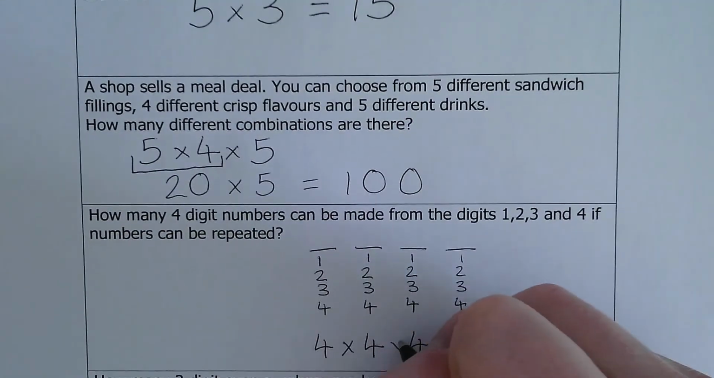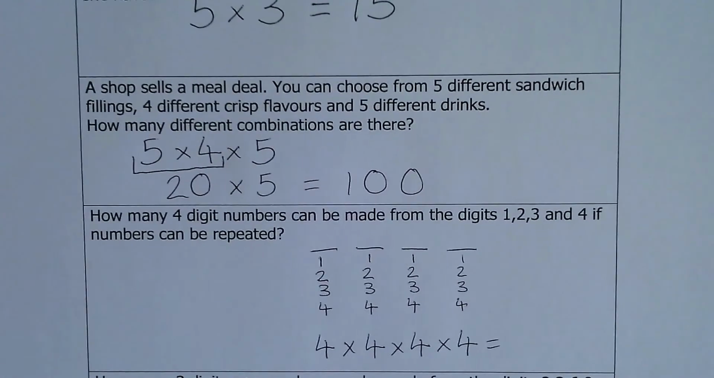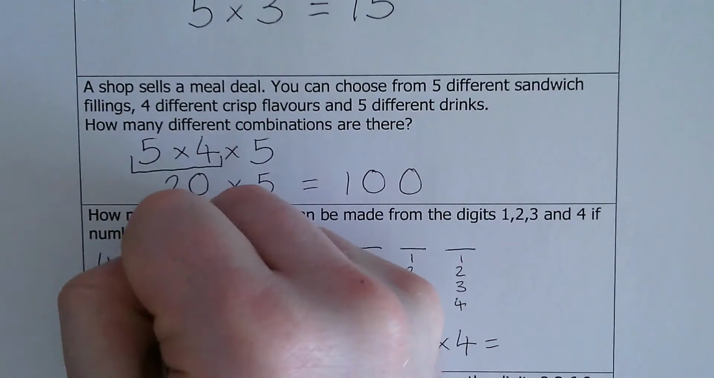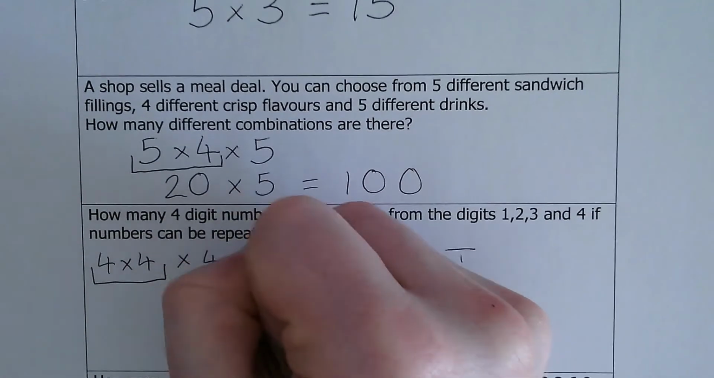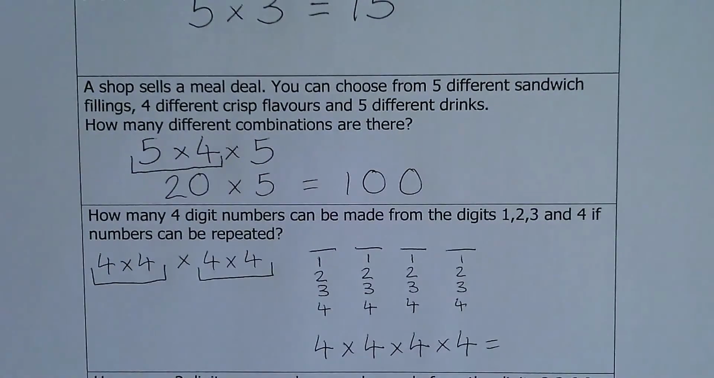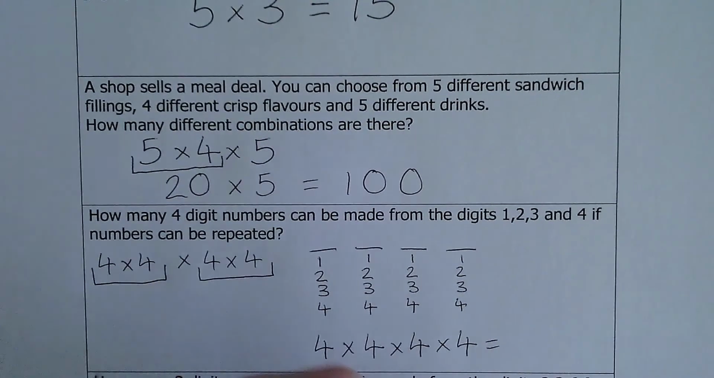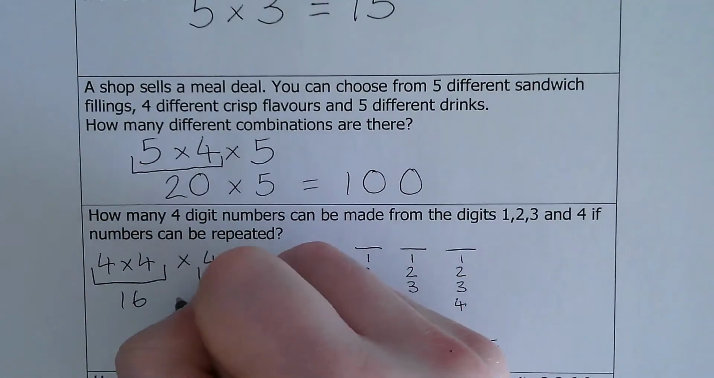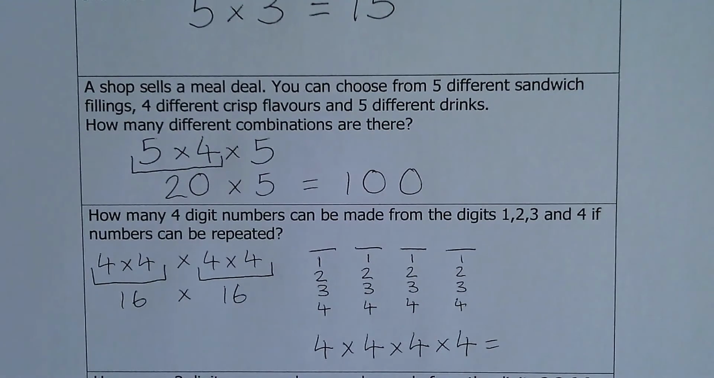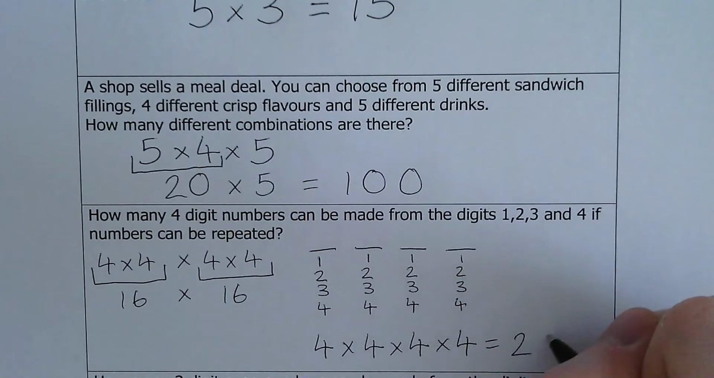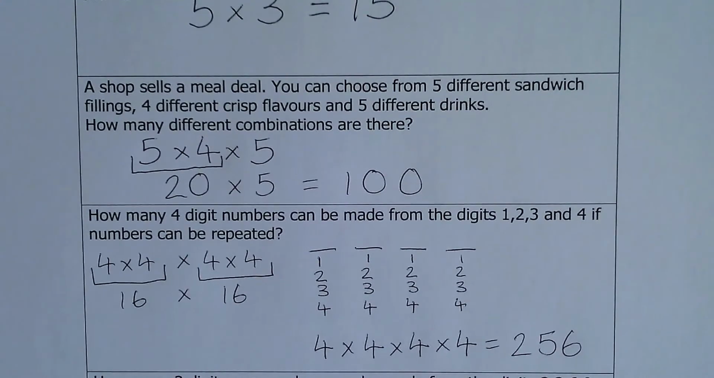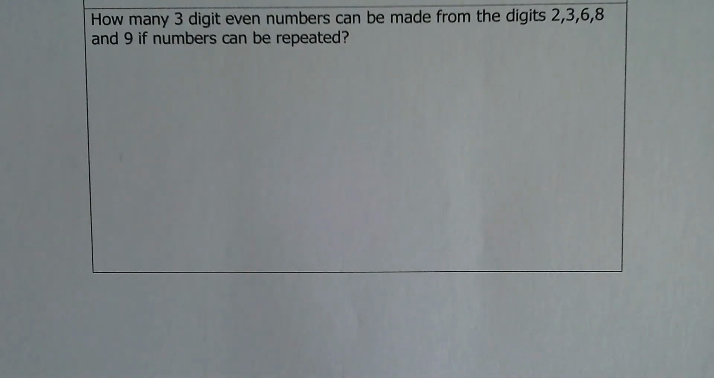So we need to multiply these 4s together to work out how many combinations we have in total. To do this multiplication, we will make it slightly easier for ourselves by pairing off the 4s together. So this 4 times 4 is 16, and this 4 times 4 is 16. So we just need to multiply 16 by 16 to work that out. If we use a Napier method to do our multiplication, 16 times 16 gives us the final answer of 256 combinations. And now on to today's final question.